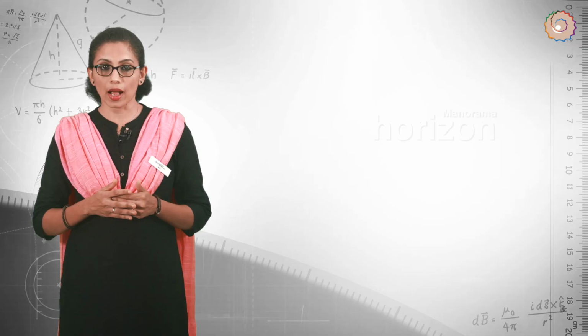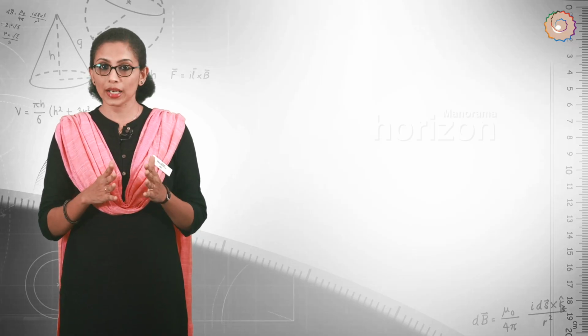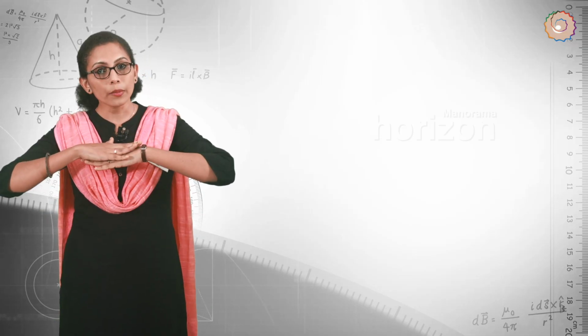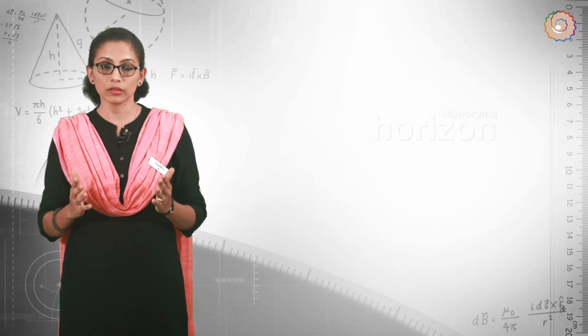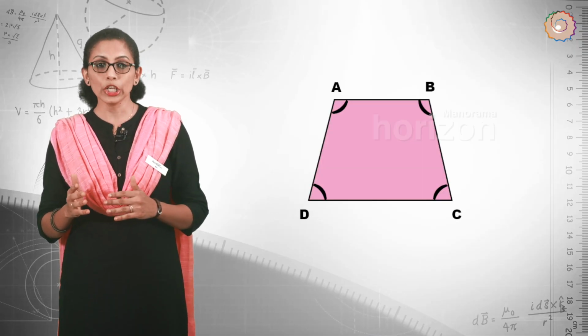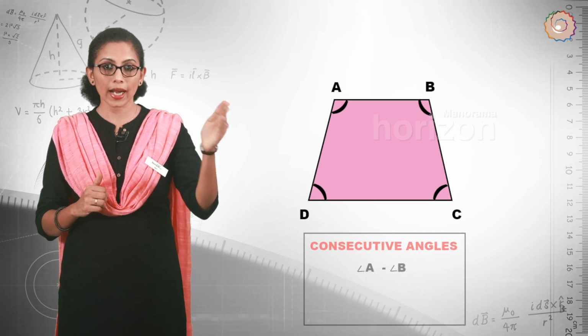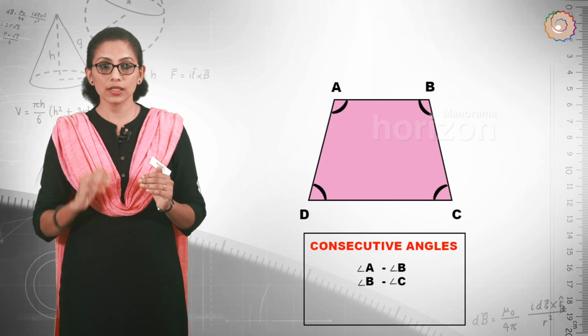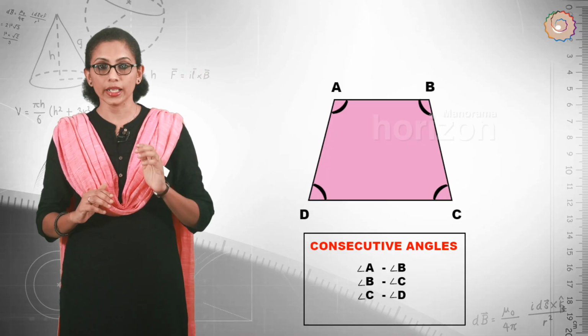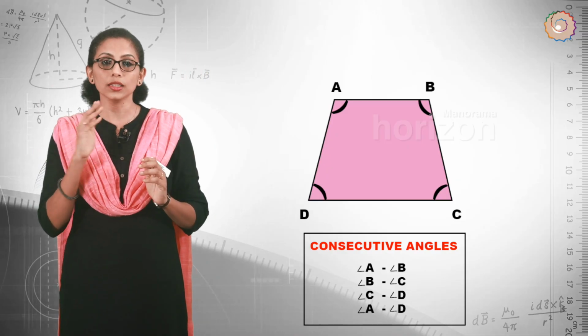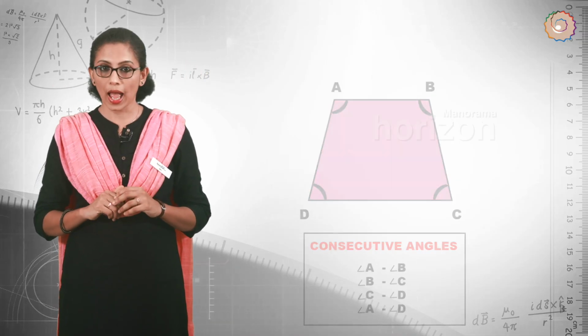Now consecutive angles. Two angles of a quadrilateral having a common arm are called consecutive angles. In a quadrilateral ABCD, four combinations are possible. What are the four combinations? Angle A and angle B, angle B and angle C, angle C and angle D, angle A and angle D are the four consecutive angles.